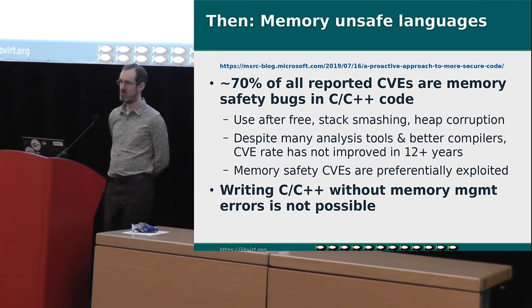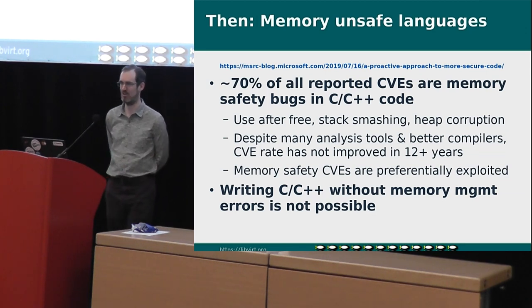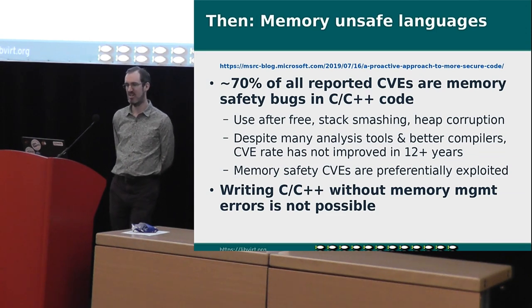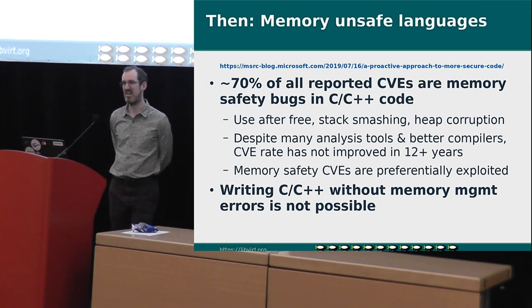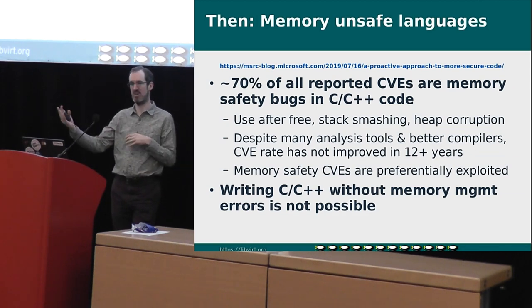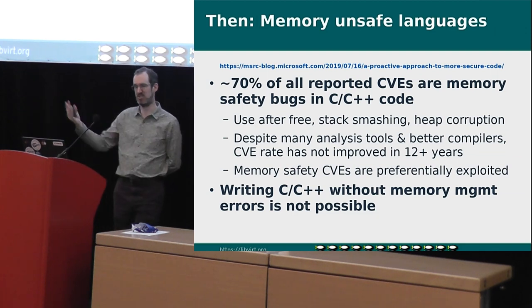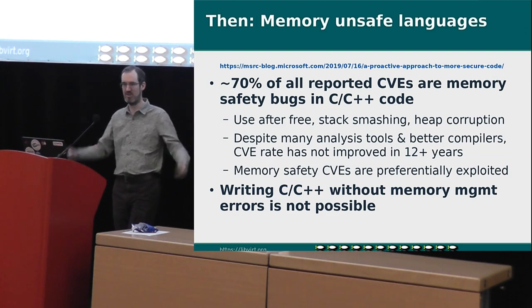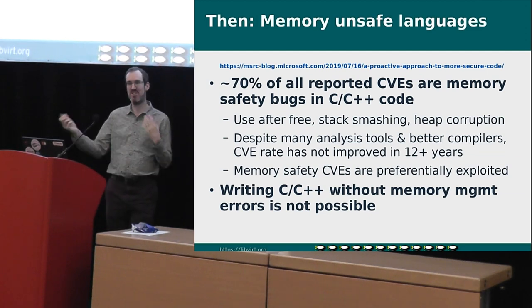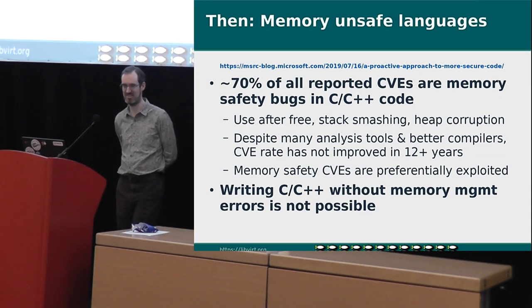Going back to the topic of programming languages, there was a talk by Microsoft at the start of this year and some blog posts they put out looking at their security vulnerabilities and analyzing the vulnerabilities they've seen. Approximately 70% of all of their security vulnerabilities are directly memory safety errors, so heap corruption, stack corruption, use after free, all the other things you can do wrong with memory management in C. And despite better compilers, better diagnostics, better static analysis tools, they've seen no change in that percentage of flaws over more than 12 years. So it's clear that writing C in a way that is safe from memory management errors is not possible for humans, at least.